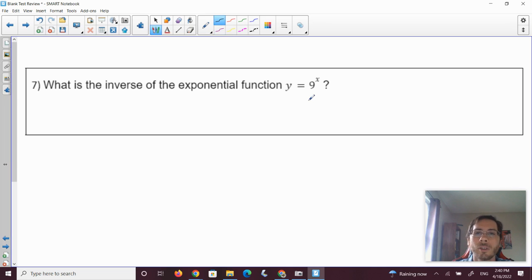the x? So to find the inverse, we switch the x and the y. So I'm going to write that as 9 to the y equals x, and try and get the y by itself.